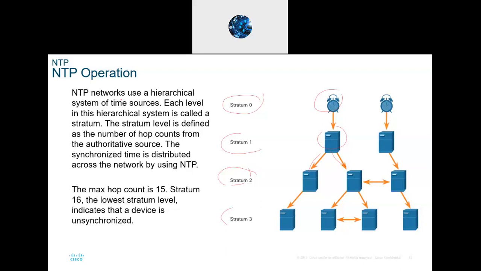Okay. NTP network uses a hierarchical system of time resources. Each level in this hierarchical system is called a stratum. The stratum level is defined as the number of hop counts from the authoritative source. The synchronized time is distributed across the network by using NTP.